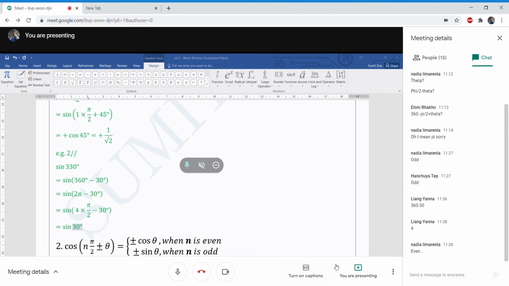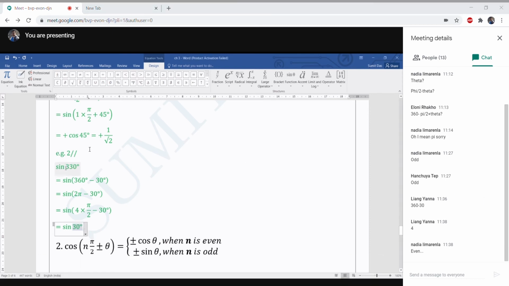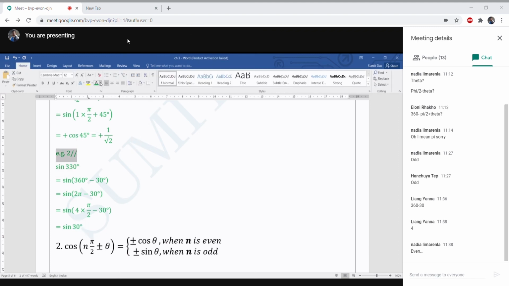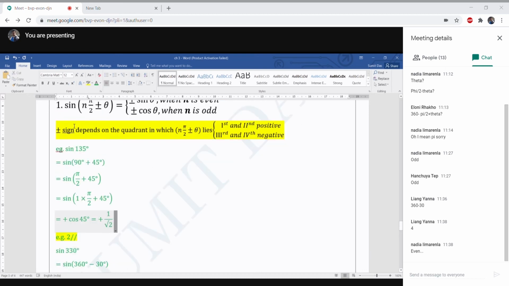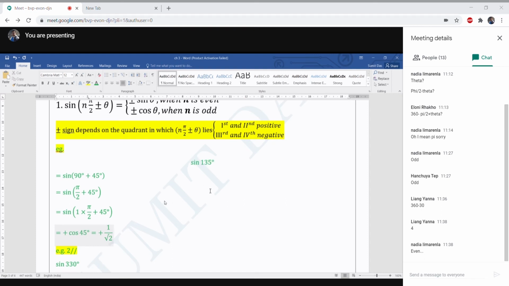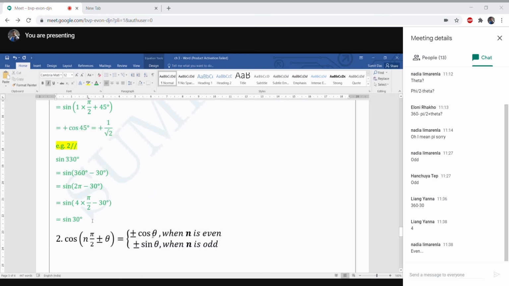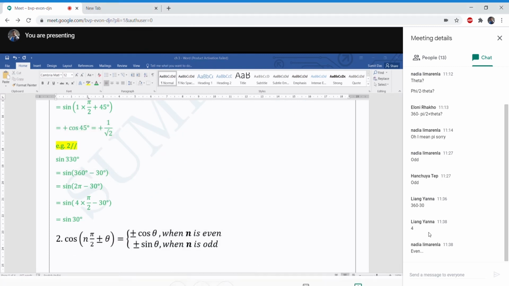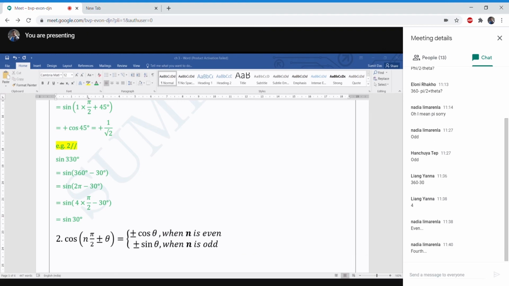Let me know first. This 330 degree, I hope you can see 330 degree, in which quadrant is this 330 degree? First, second, third, fourth. Answer. 330 degree, which quadrant?